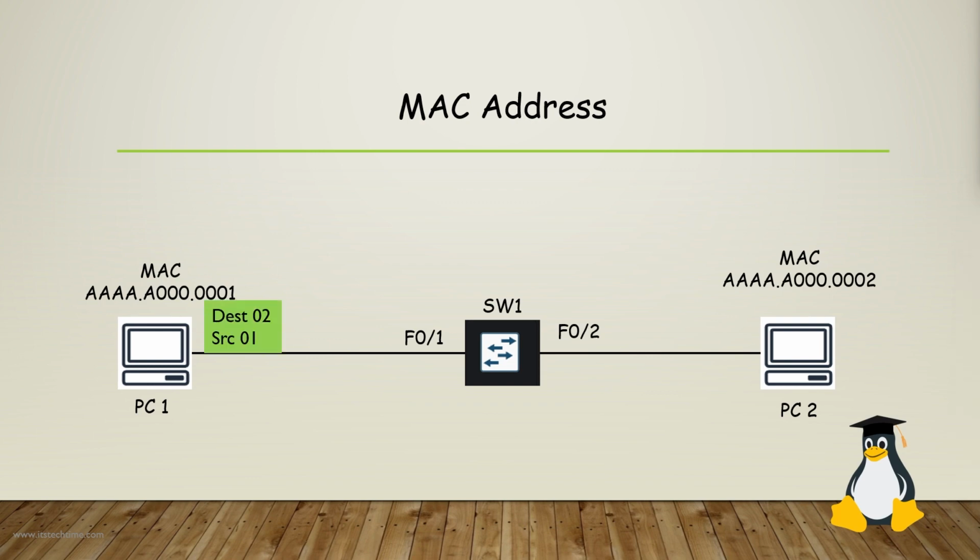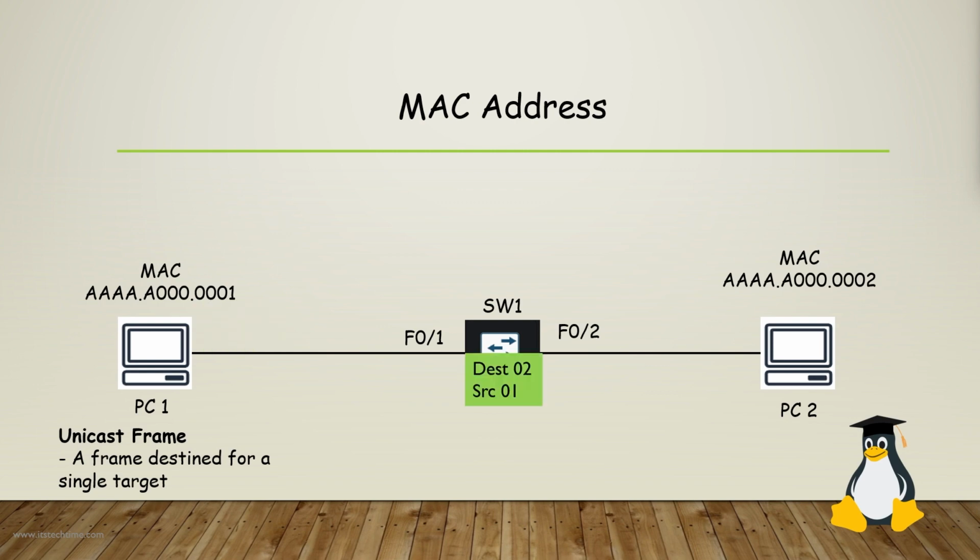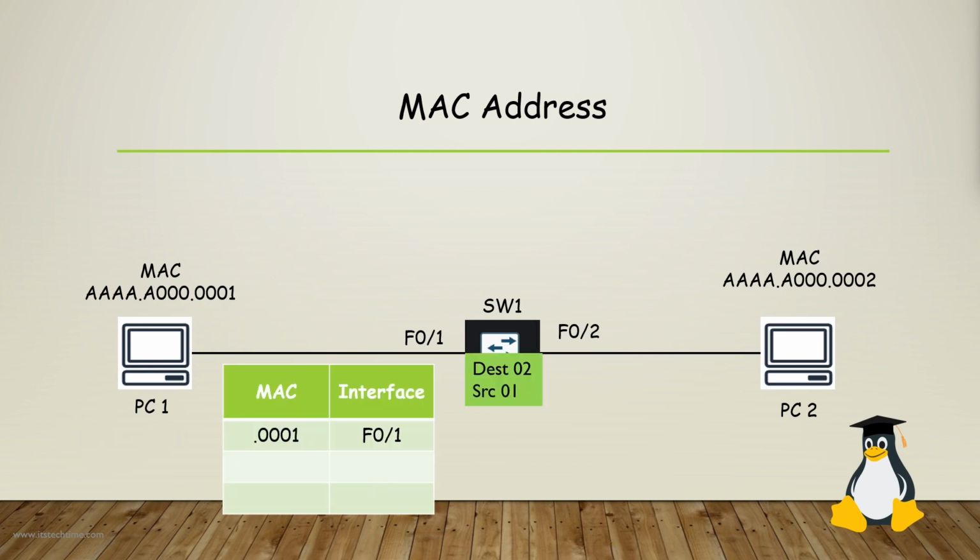Now let's say PC1 wants to send some data to PC2. For simplicity, I'm just going to put the last couple of digits of the MAC address for PC1 and PC2 on here. This type of frame is called a unicast frame, or a frame destined for a single target, in this case PC2. PC1 sends the frame to the switch. Once the switch receives the frame, it looks at the source MAC address the frame came from and uses that information to learn where PC1 is.